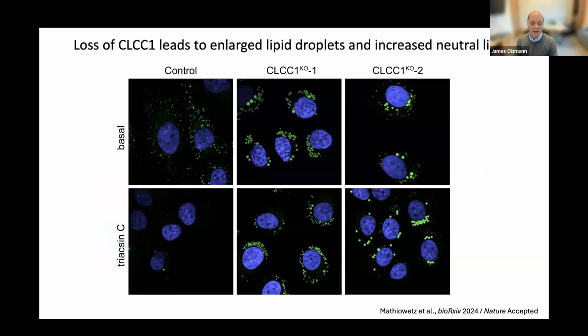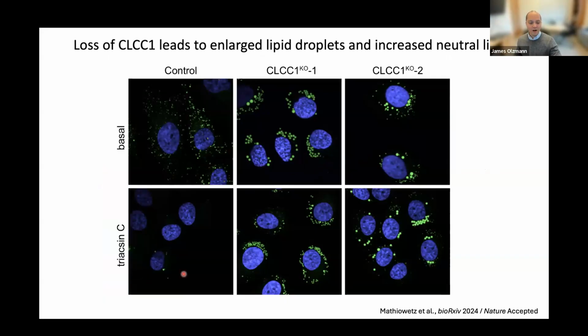So Alyssa went on to knock out CLCC1. These are in Huh7 cells, which are cultured hepatoma lines. You can see that in our control cell lines, we have some basal amount of lipid droplets. And in both of our knockouts, we get the accumulation of these larger lipid droplets. There are fewer of them, but they're much bigger.